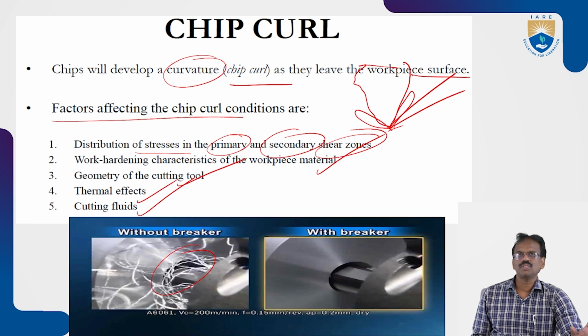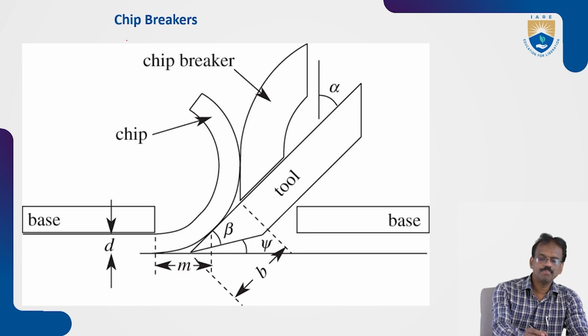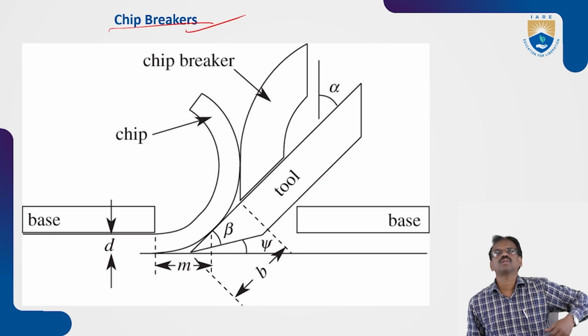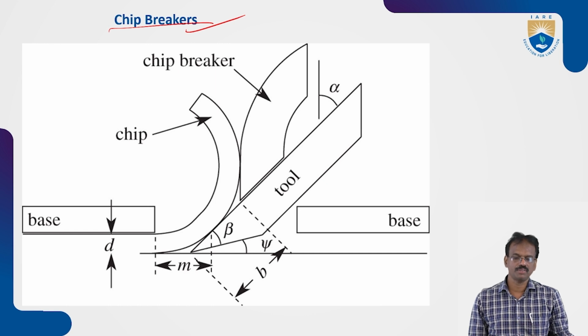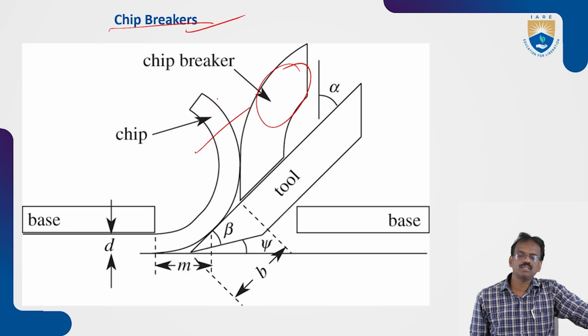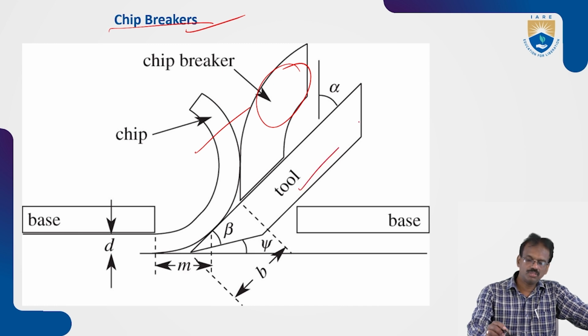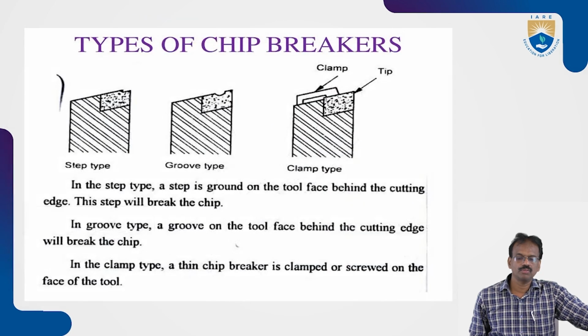For the breaking of these chips, there are certain processes or methods. Okay, so chip breakers are very much needed because of some drawbacks of continuous chip formation. Okay, this is the chip. This one is like a breaker, chip breaker. This one is the tool and workpiece. So we'll see what the methods and types of chip breakers are also.